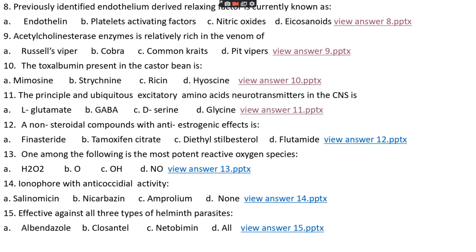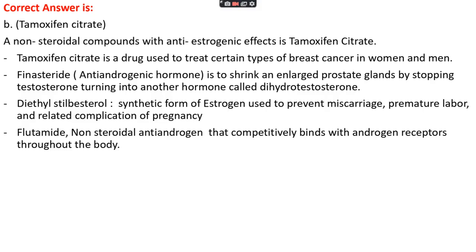Question number 12. A non-steroidal compound with anti-estrogenic effect is: option A, finasteride; option B, tamoxifen citrate; option C, diethylstilbestrol; option D, flutamide. The right answer is option B, that is tamoxifen citrate. A non-steroidal compound with anti-estrogenic effect is tamoxifen citrate. This tamoxifen citrate is actually used to treat certain types of breast cancer in men and women.